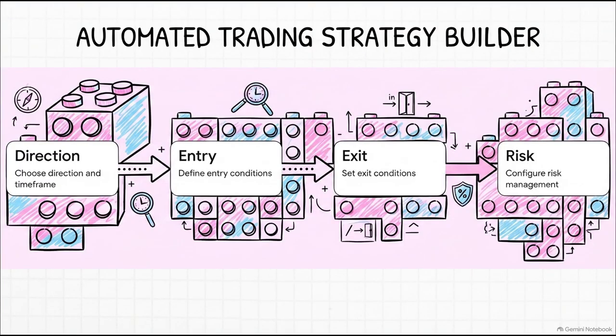Imagine snapping Lego pieces together. That's essentially what this simple visual workflow is like. You can assemble standard components into a fully compiled TradingView strategy in just 4 steps. Step 1, you choose your direction and time frame. Step 2, you define your specific entry conditions. Step 3, you set your exit conditions. And Step 4, you configure your risk management. The whole shebang just visually snaps together perfectly.